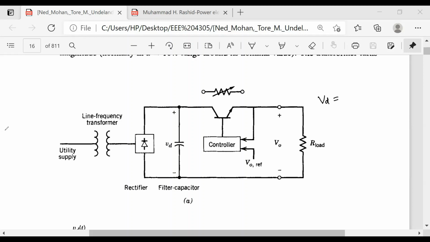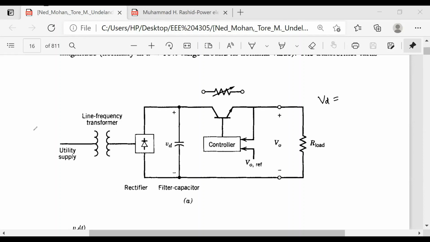Hello? Hello? Hello? What will be the expression of the VD? Nobody can answer it from section B.